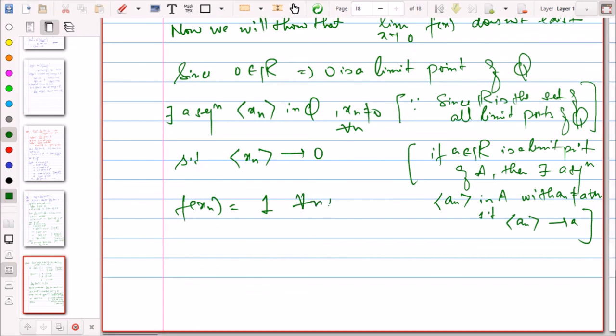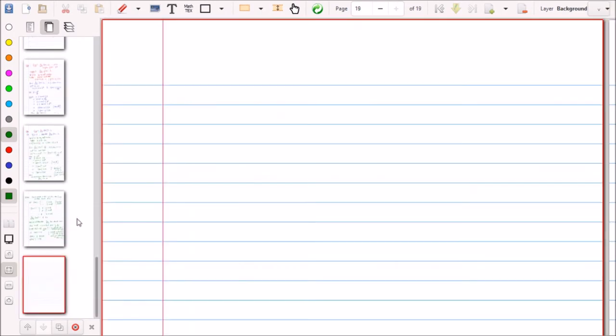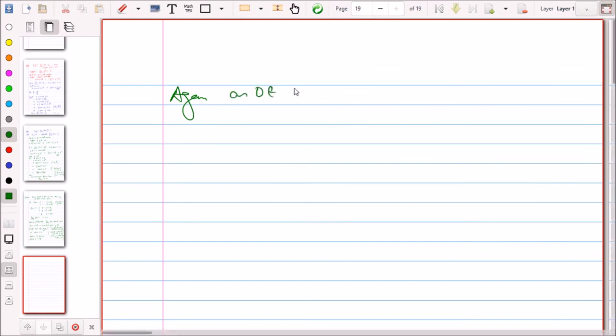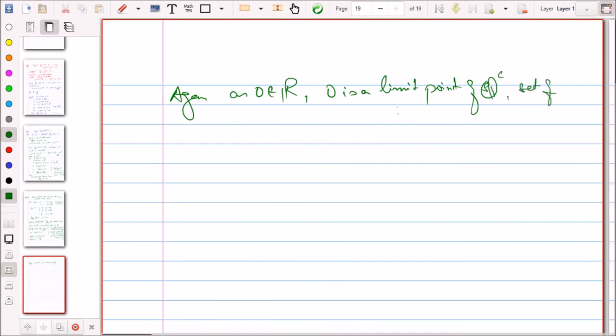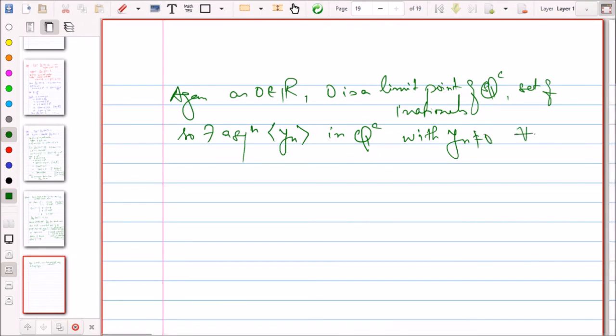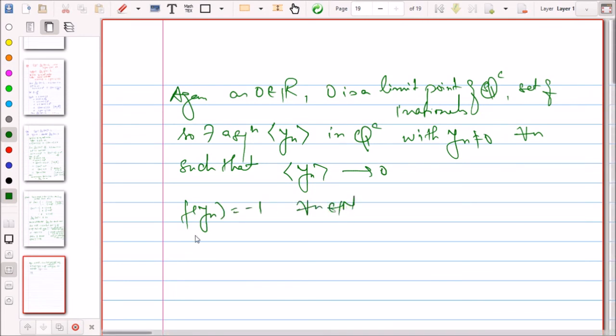Now f of xn is equal to 1 for all n belonging to N, because the xn's are rational. So f of xn converges to 1. Now let us take another sequence. As 0 belongs to R, 0 is a limit point of Q complement, the set of irrationals. So there exists a sequence yn in Q complement with yn not equal to 0 for all n such that yn converges to 0. Now f of yn is equal to -1 for all n belonging to N, because the yn's are irrational. So f of yn converges to -1.